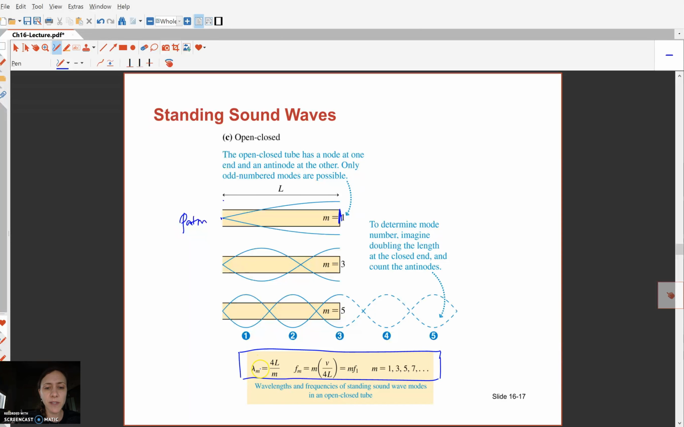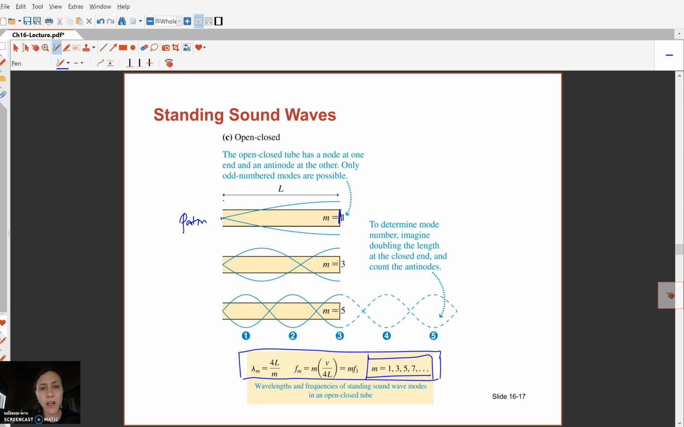But for standing sound waves, we see that the wavelength for mode M is given by 4 times the length of the tube divided by our mode number. The frequency, because it's V over lambda, is again M times V over now 4L, or just some mode number times our fundamental. But note, in this case, our mode numbers are always odd. Okay, and that's because of the situation of having one side open, one side closed, so not every single wavelength will fit inside these tubes.